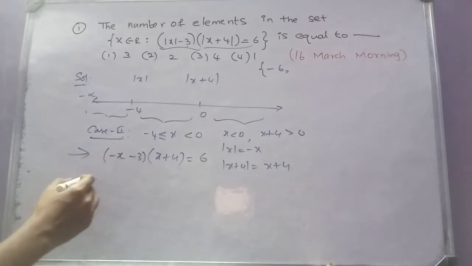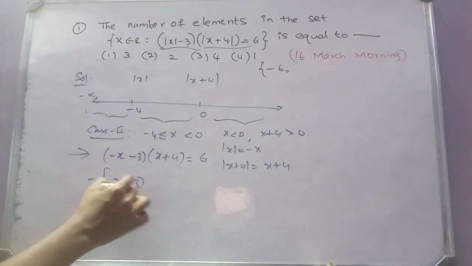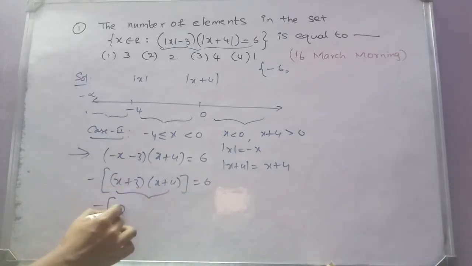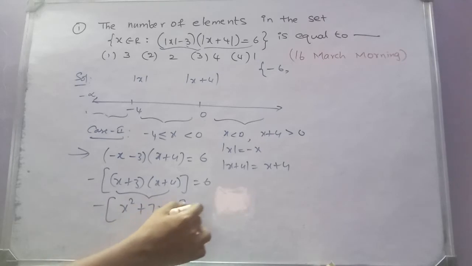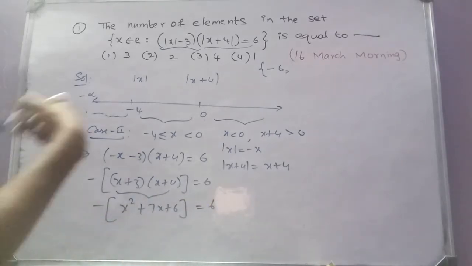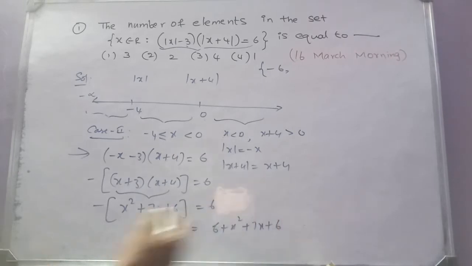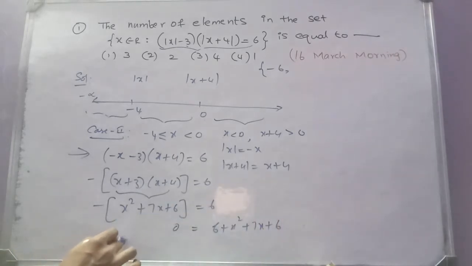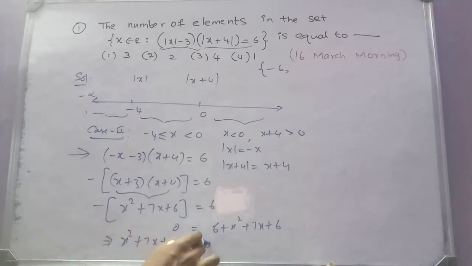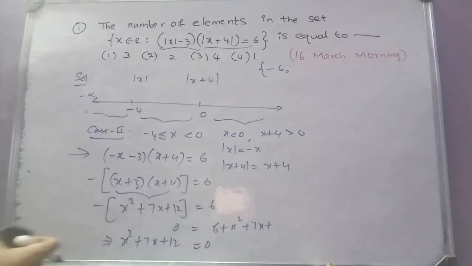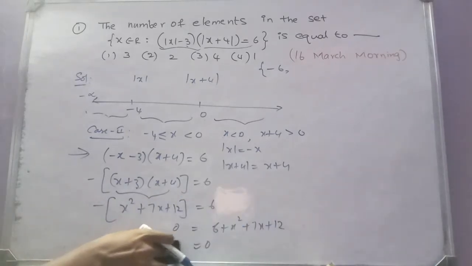So you can take minus outside, and this is (x plus 3) into (x plus 4) equal to 6. So minus of, multiply these two and take minus of this entire thing to the right side, then you'll get 0 is equal to 6 plus x square plus 7x plus 12. A small correction: 3 4s are 12 here. So x square plus 7x plus 18 equal to 0.